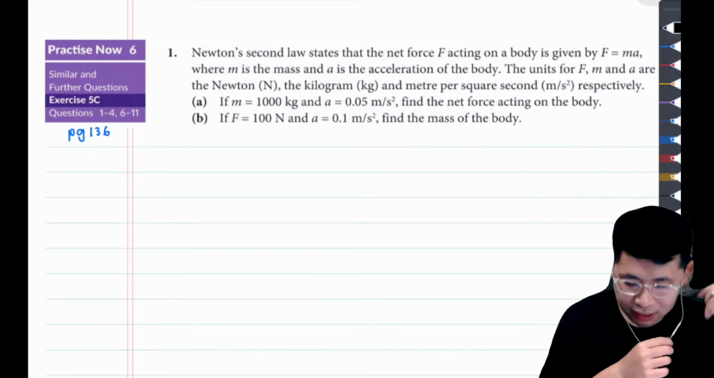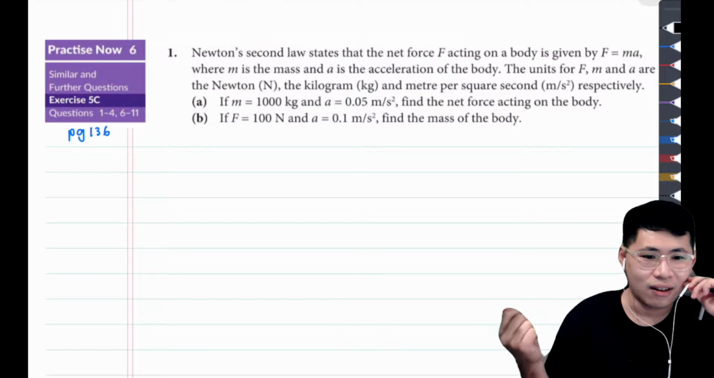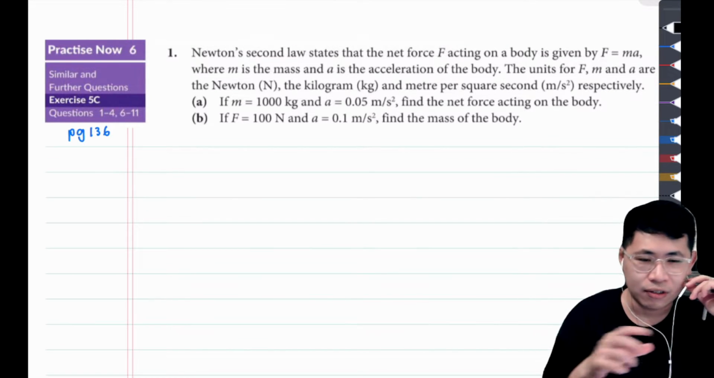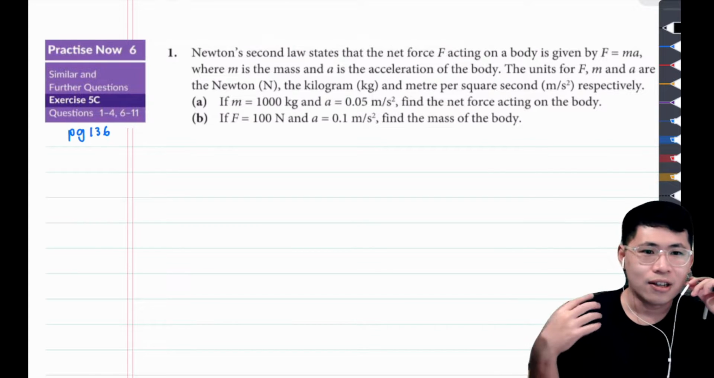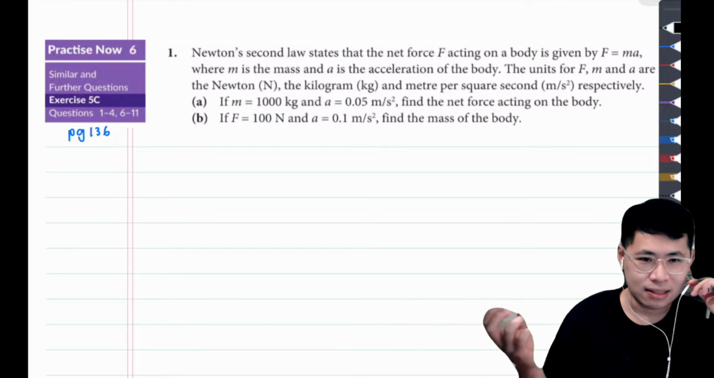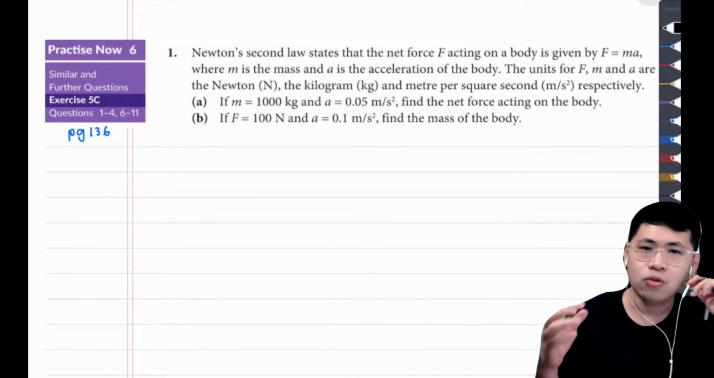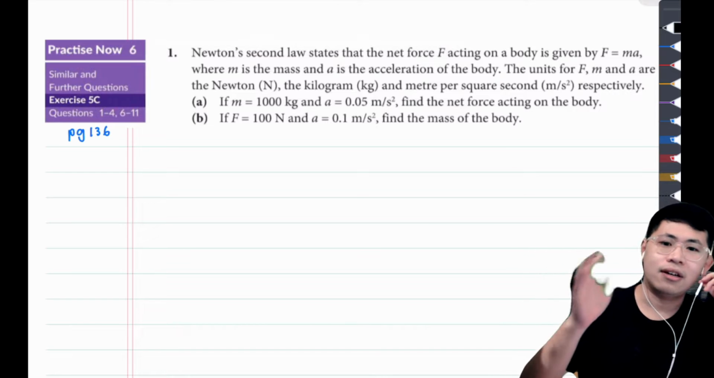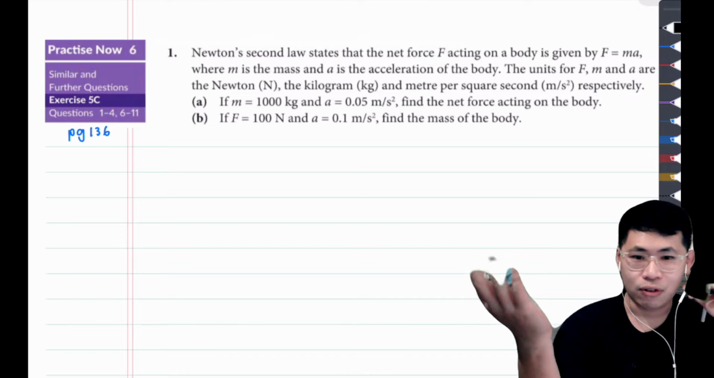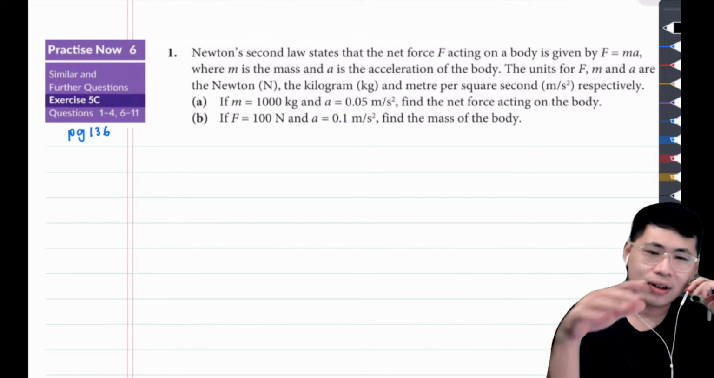Over here we are exploring one of the formulas, Newton's second law. So what is Newton's second law? It states that the net force acting on a body is given by F equals ma. So net force F, m is the mass, acceleration is a. Whenever we give you a formula, it is important to quantify which letter represents which quantity. So F for force, m for mass, a for acceleration. They give you the units.